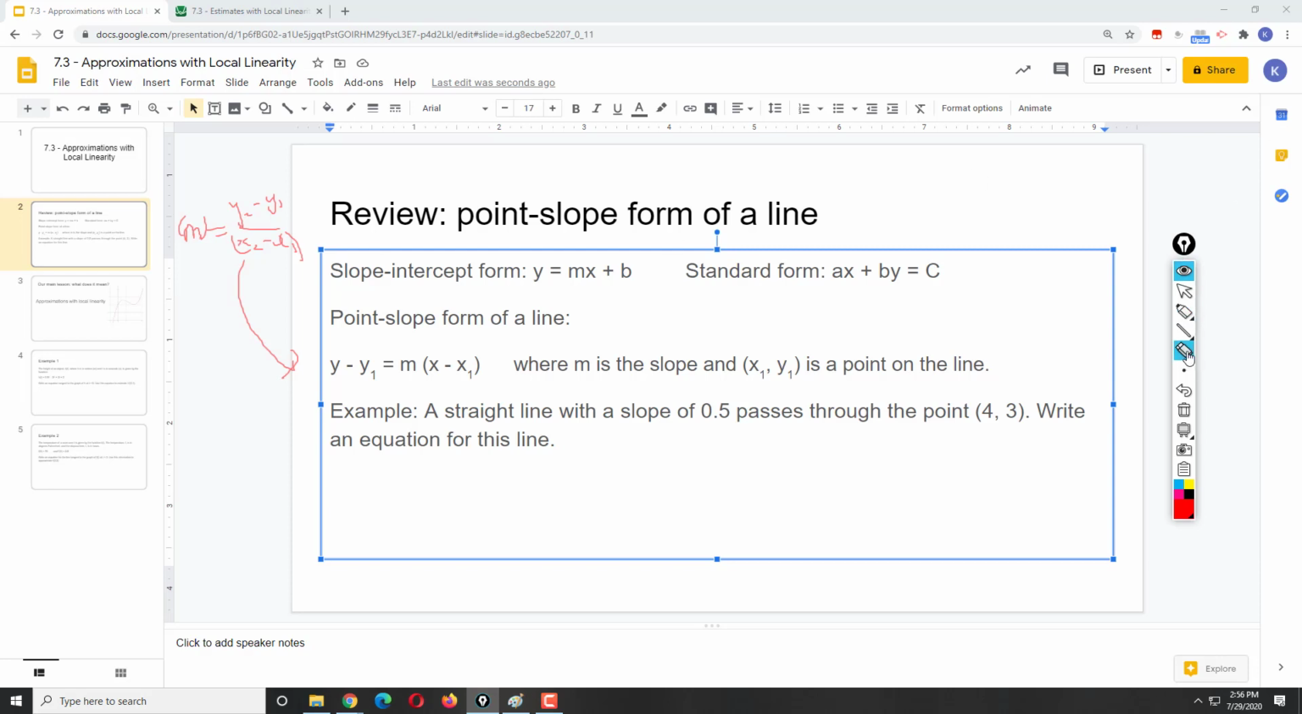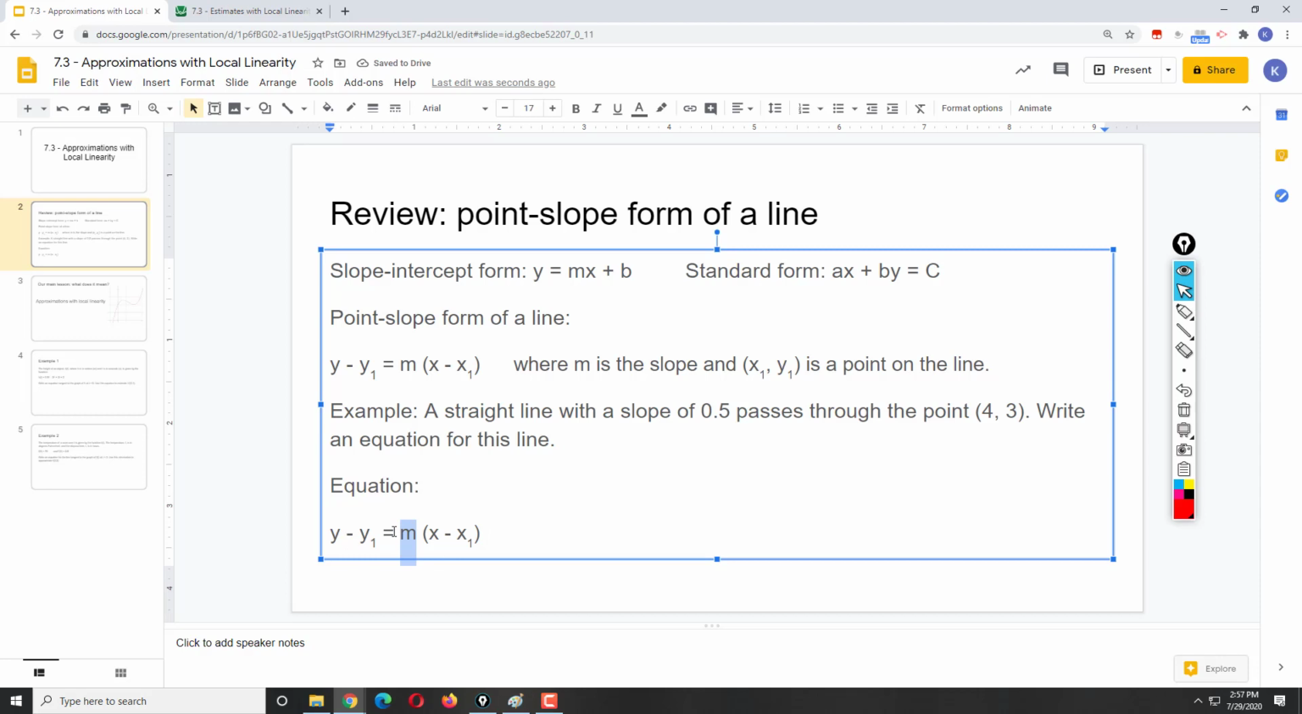So for example, a straight line with a slope of 0.5 passes through the point (4, 3). Write an equation for this line. Point-slope form makes it easy for you to write an equation if you know the slope and a point. So we'll just use our point-slope form: y minus y1 equals m times x minus x1.